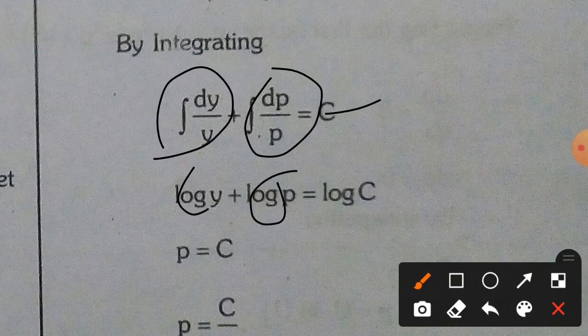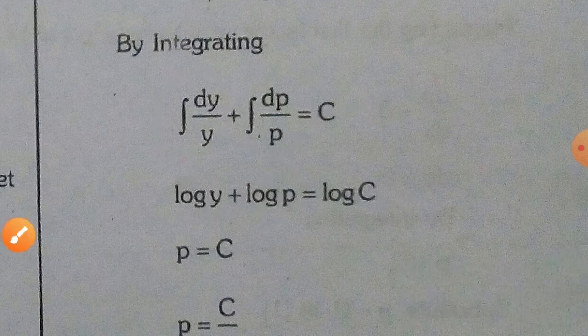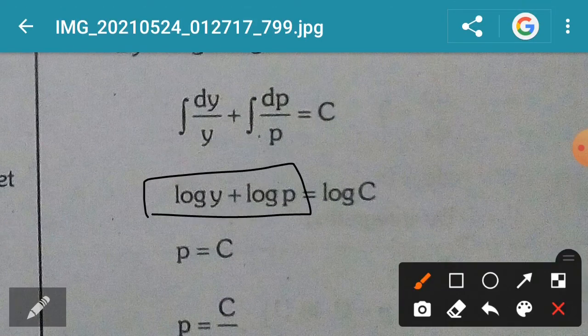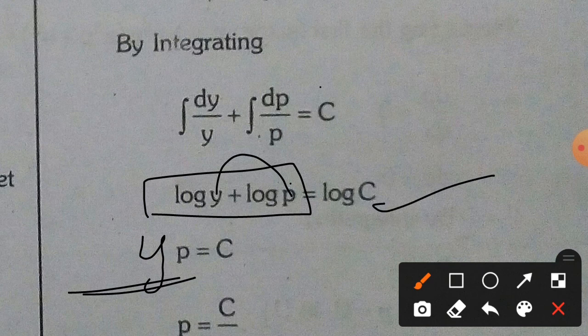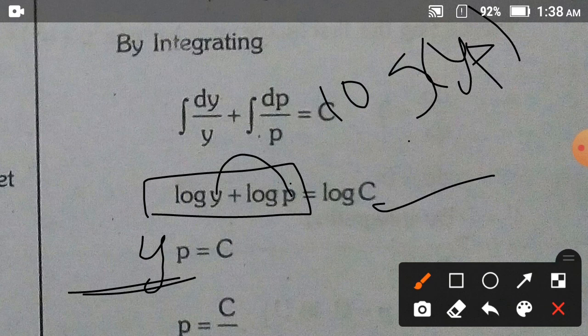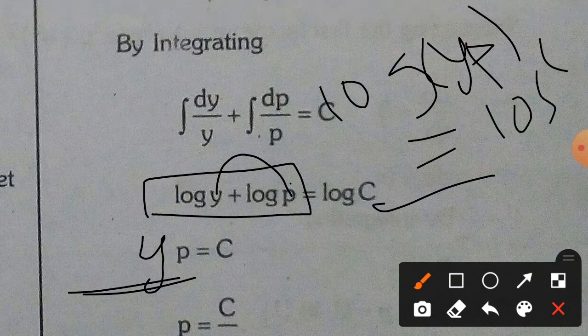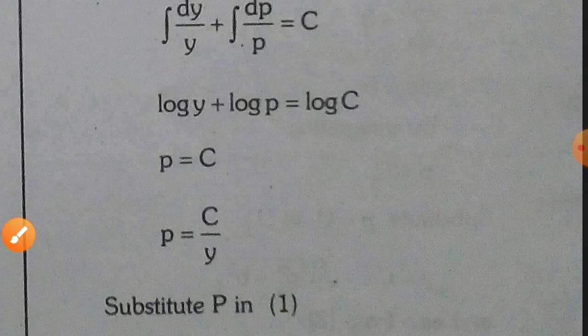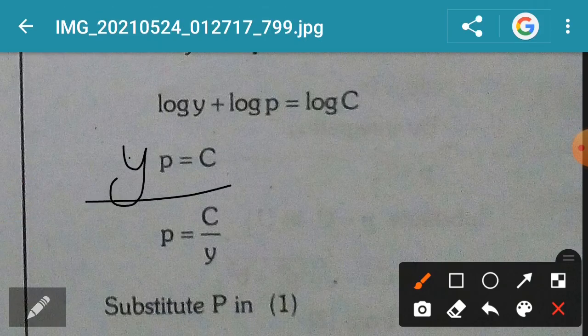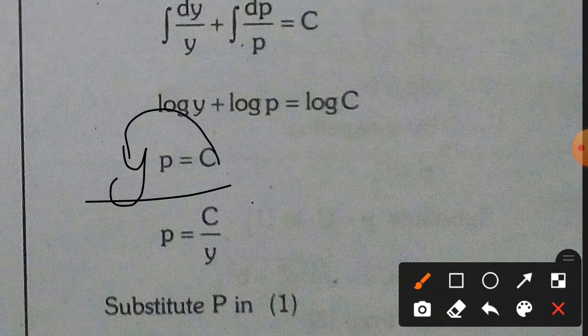Here, log a plus log b is log a into b, so log y plus log p equals log c. The logs cancel, so y into p equals c. Here only p appears, y does not appear in the print, so y into p equals c. Here p equals c by y, y going to the other side. This is the p value.